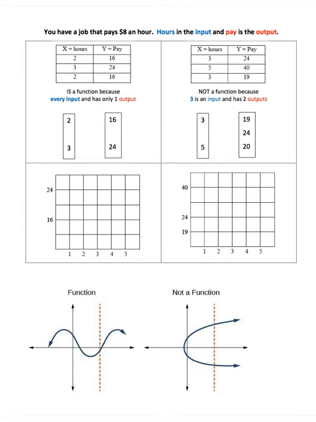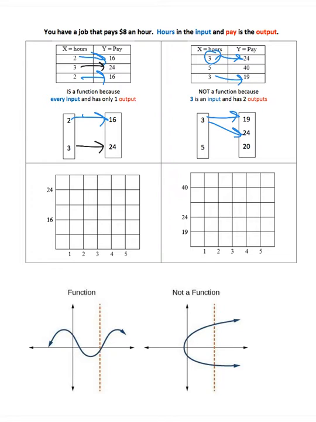Here's another example. Each input has only one output. The 2 only has a 16. The 3 only has the 24. So that is a function. In this second case, though, the 3 has a 24 and then it has a 29. The 3 has two outputs. So that is not a function.